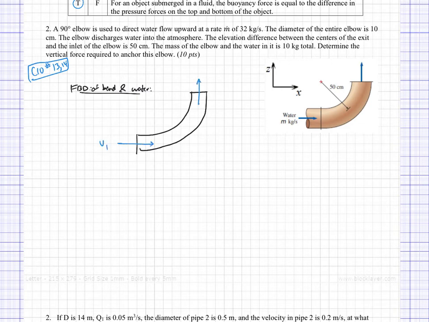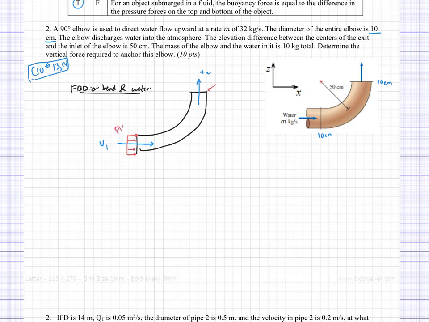So here's V1, here's V2. Note it's got a constant diameter. Let's see, the 10 centimeter diameter. So this is 10 centimeters here. This is 10 centimeters here. So V1 equals V2. So I could just make it V if I wanted to. The elbow discharges water into the atmosphere. That means that there is no pressure right here. However, there is a pressure right here.